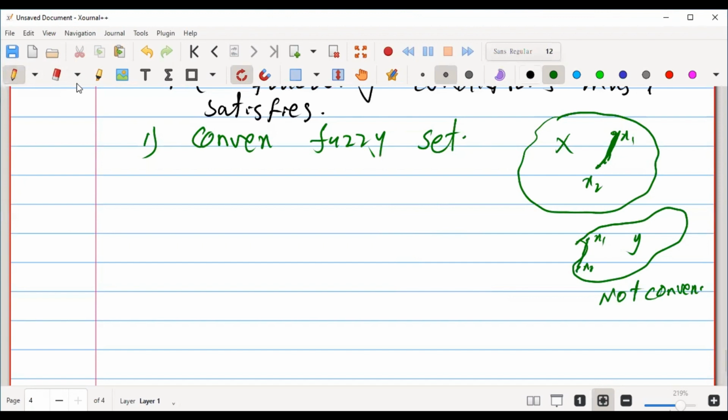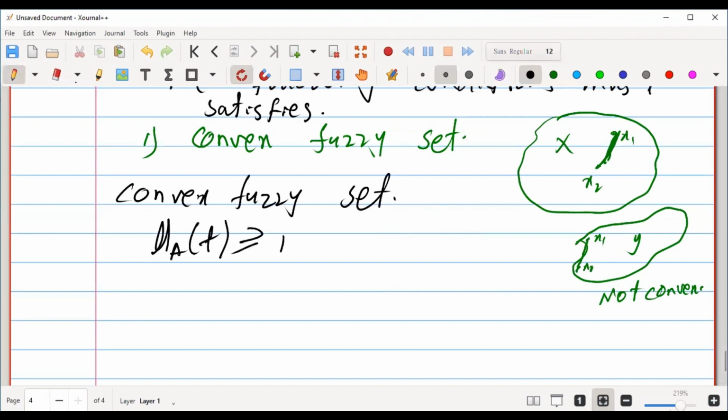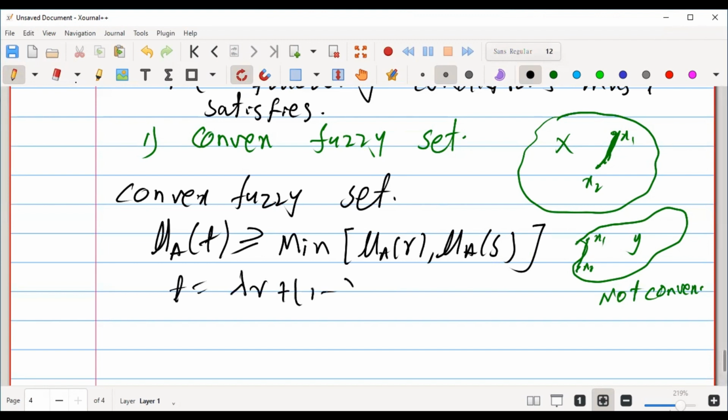What is a convex set? Convex fuzzy set. We say a set is convex if, for a point t, mu A of t is equal to or greater than the minimum of mu A of r and mu A of s, where t is equal to lambda r plus (1 minus lambda) s, and r and s belong to R^n, and lambda belongs to [0, 1].